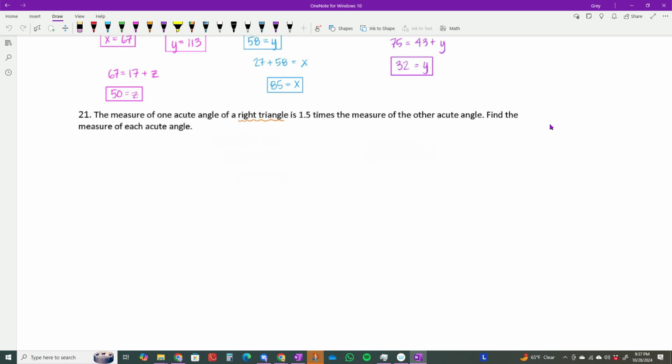So my first angle is going to be x, and my second angle is 1.5 times x, and that equals 90. So 2.5x equals 90, and x equals 36. So my first angle is 36, and 1.5 times 36 is 54. So my 2 angles are 36 degrees and 54 degrees.